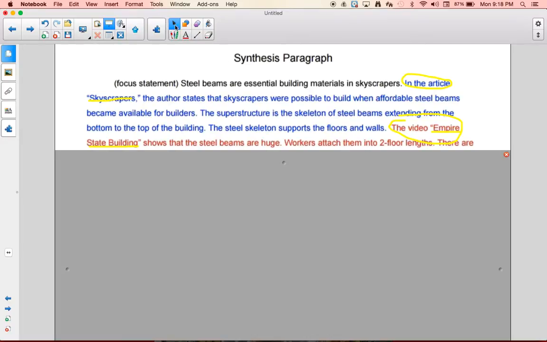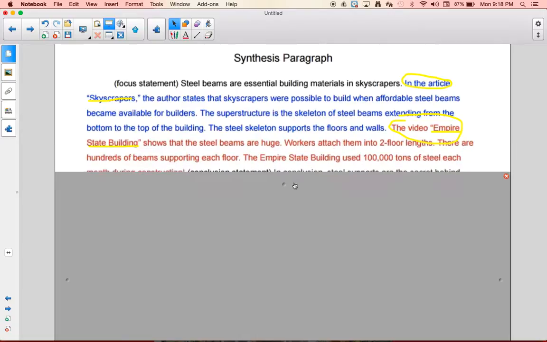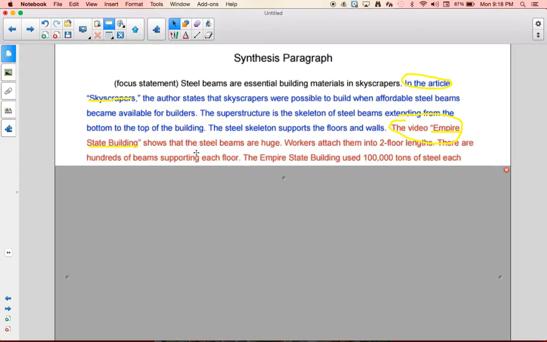And again, that goes to show that the steel beams are necessary for skyscrapers because skyscrapers are huge. Workers attach them in 2 floor lengths, again showing how big they are. And there are hundreds of beams supporting each floor. And if there wasn't, then we wouldn't be able to have skyscrapers. So again, everything goes back to my focus statement or my main idea.